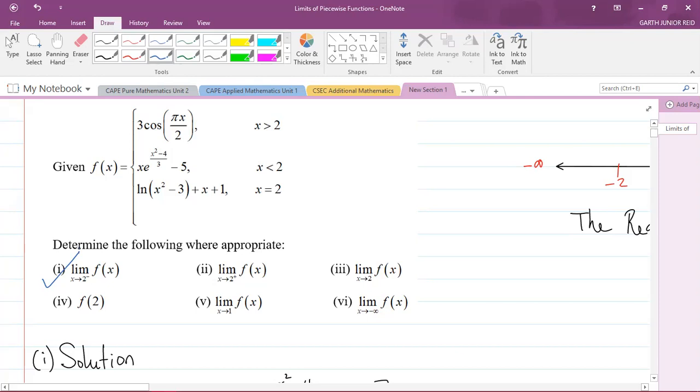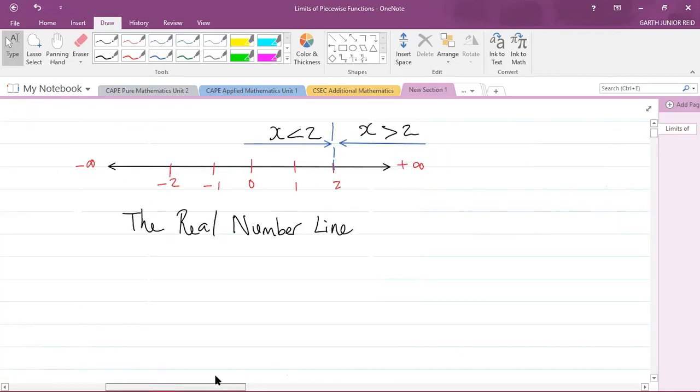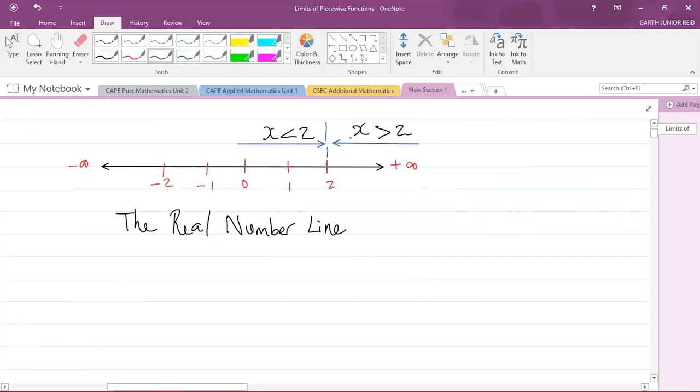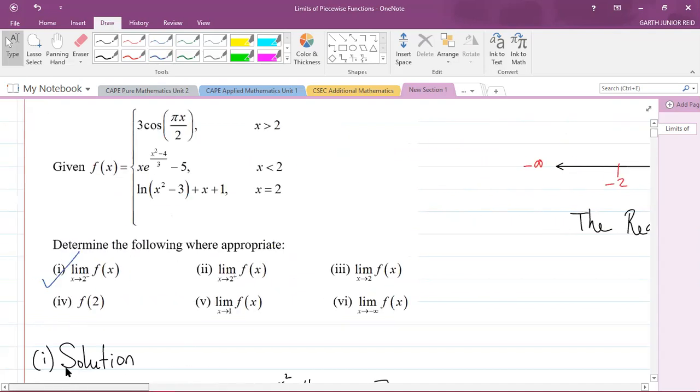Now I'm going to do the second part of the question, which says we are to calculate the limit of f of x as x approaches 2 from the right-hand side. Let's go back to the real number line. If I'm approaching 2 from the right-hand side, it means that I'm focusing on the values of x that are greater than 2.